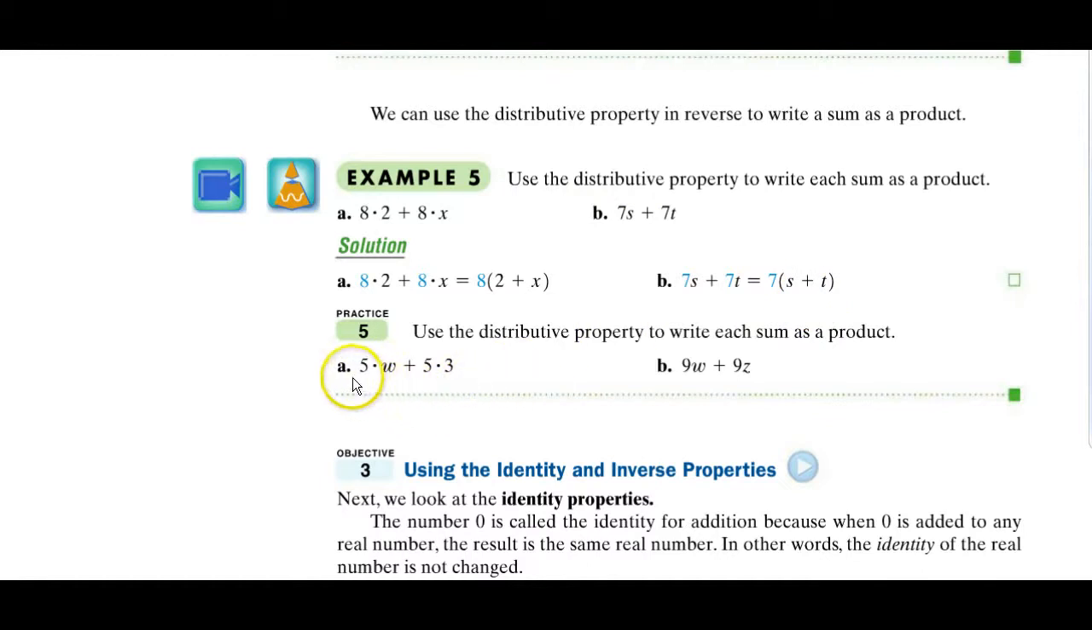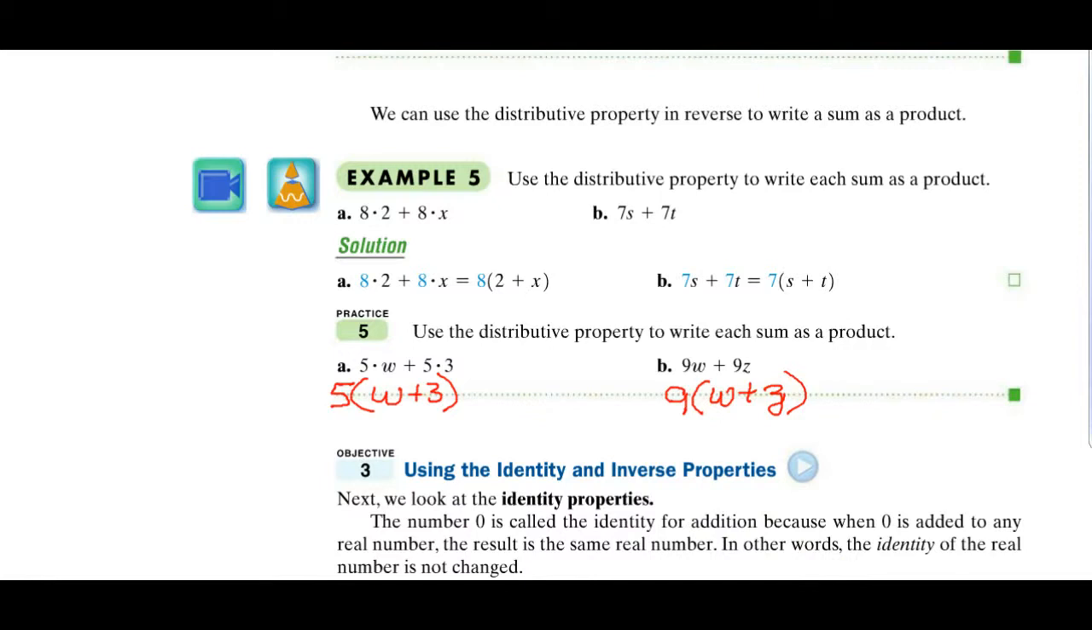Okay, so let's do the practice. Here there's a common 5, so we're going to go 5 that we factor out, and we're left with W plus 3. And here we factor out a 9, and we get W plus C.